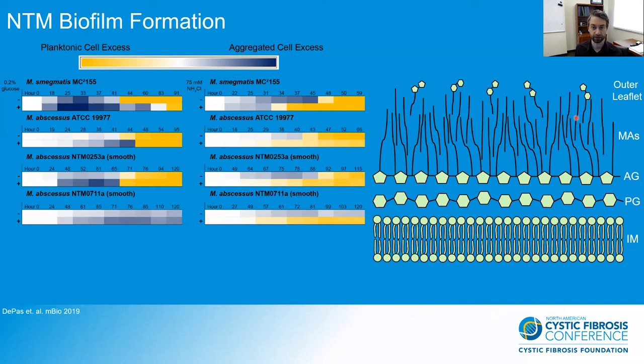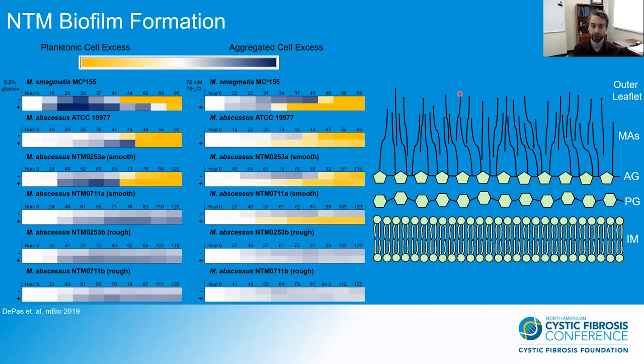In your outer leaflet of this mycomembrane, then you have non-covalently linked mycolic acids, as well as a lot of other lipophilic molecules. One of these other lipophilic molecules are glycopeptidolipids, or GPLs. So in the case of rough colony variants, you have acquired mutations that decrease or ablate production of GPLs. If that happens, then what we see in our in vitro aggregation assay here is that these types of strains never disperse. They basically have lost that ability to transition between the planktonic and the aggregated state.